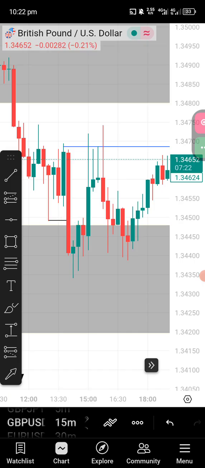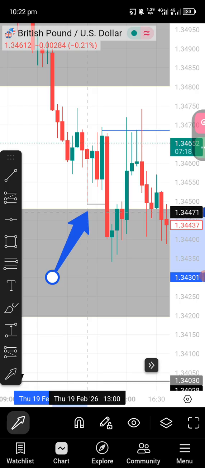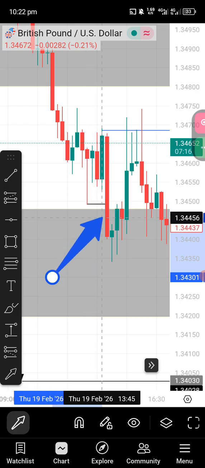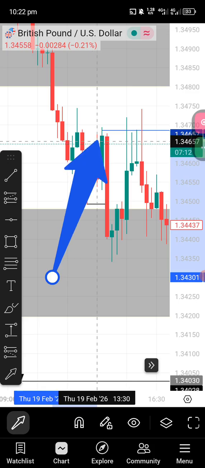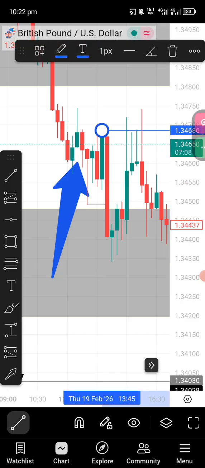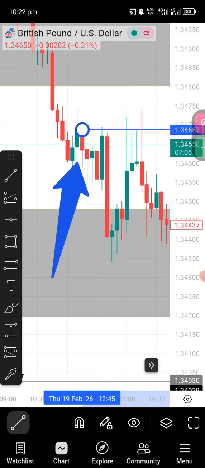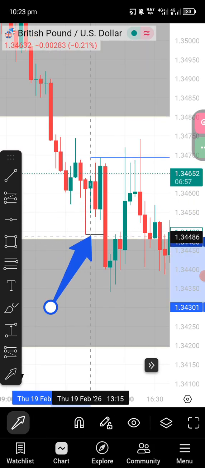Now this is the break of structure, right? Where is the key level that caused this market to break structure to the downside? This is the key level here. Do you understand it now? That is why I map it out. This is the key level. This is the lower high that caused this break of structure here.